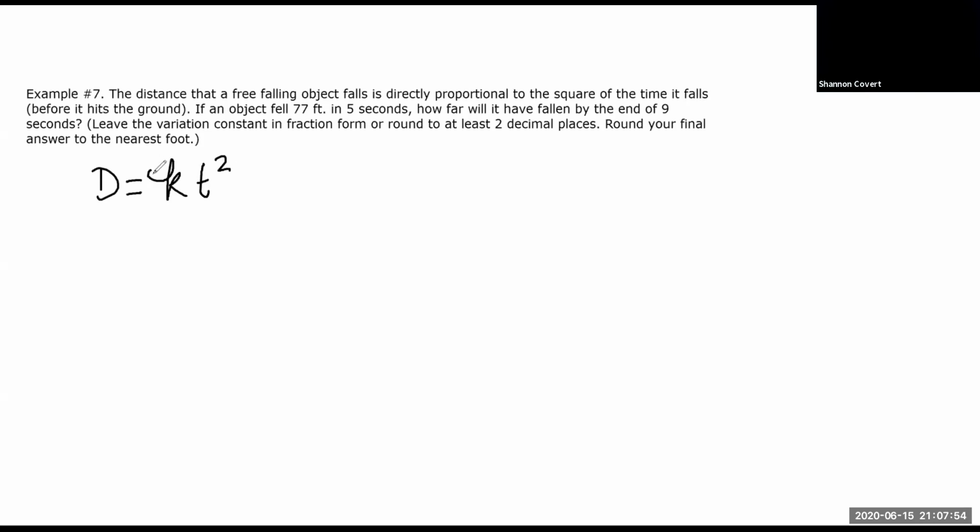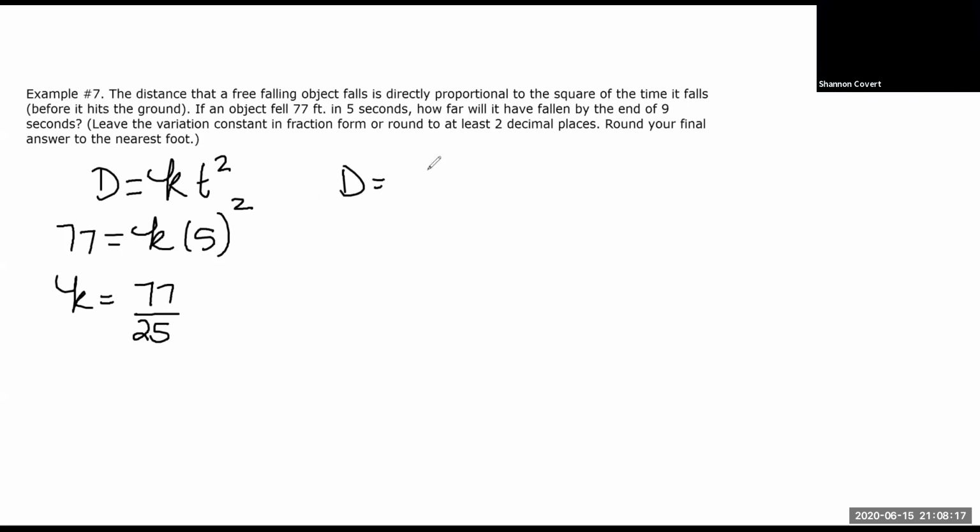That's my formula. I know that if an object fell 77 feet, replace d with 77. It took 5 seconds. Replace t with 5, which will be 5 squared. So my constant of variation is 77 over 25. D equals 77 over 25 times t squared.